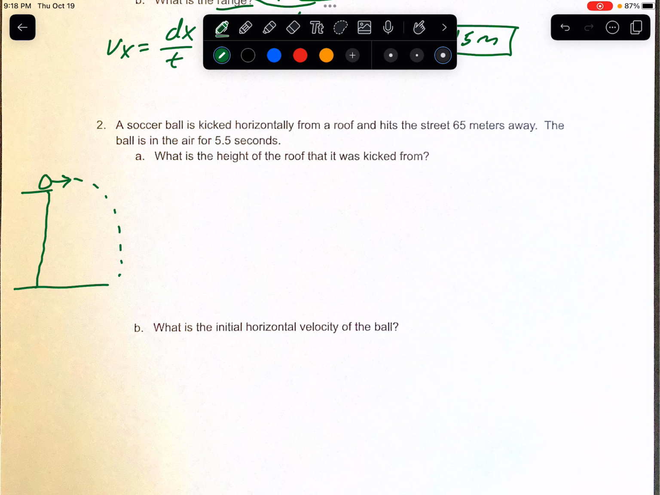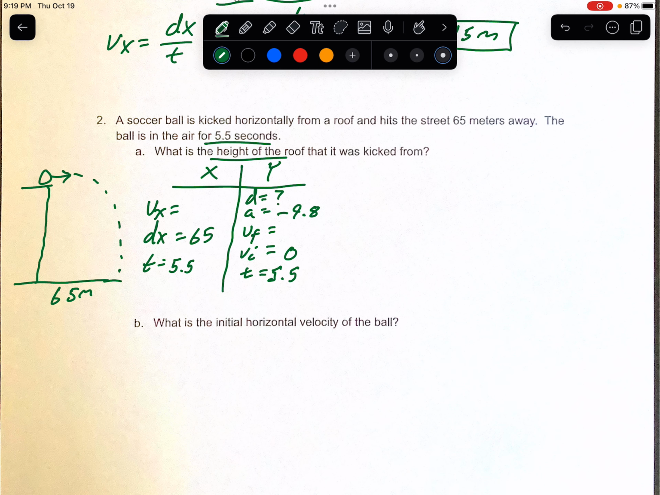We're going to go with what we know. I know 65 meters away is my horizontal distance, so that goes right here on my left side. My time is 5.5 seconds. That goes on both sides, so don't forget to put it on both sides. A couple of implied things we know: a is negative 9.8, that's always going to be the same, and your initial vertical velocity is going to be 0. It wants to know the height of the roof, so you're looking for vertical distance.